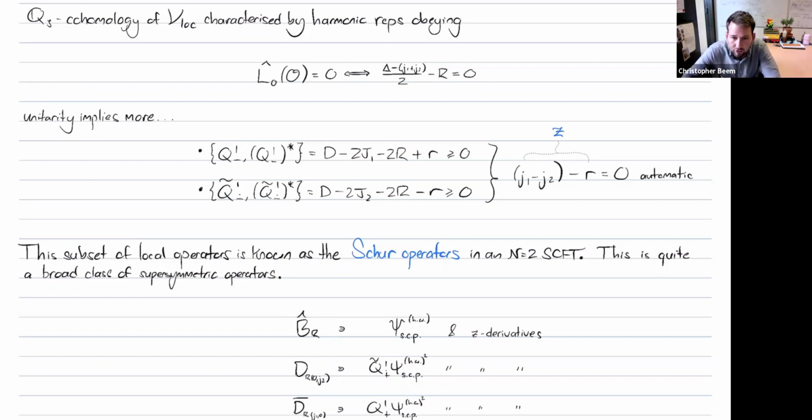They are known as Schur operators for historically unfortunate reasons. I think it's an annoying name to have to carry around, but it is based on work by Leonardo and collaborators on the superconformal index in 4d N equals 2 theories.